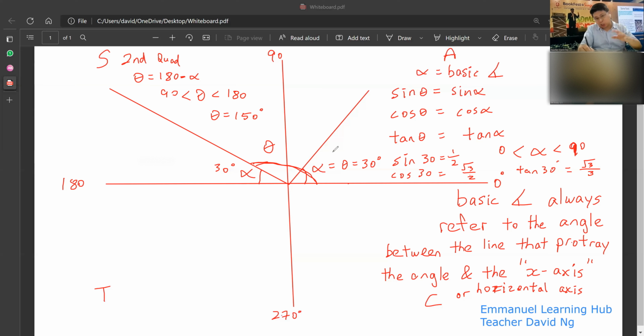Now I'm going to show you a relationship, a very important relationship. Sine 30 degrees, and sine 150 degrees. Just like I said, sine 150 degrees is still positive. So sine 150 degrees, since it is positive, is actually sine 30 degrees. Sine 150 degrees is also sine 30 degrees, because it is the second quadrant and sine is positive.